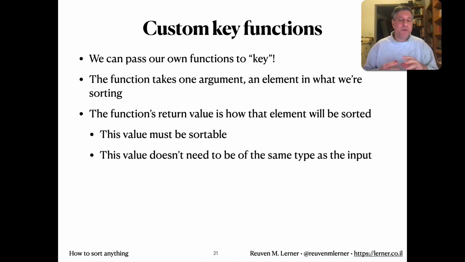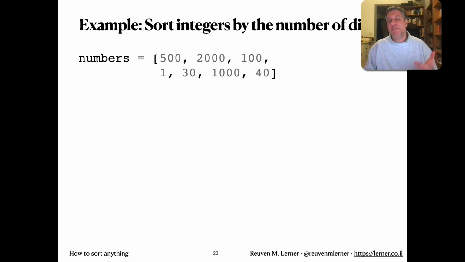So we have to remember to write the function such that it takes one argument, and then its return value determines how that element will be sorted. So this value must be sortable. And the value doesn't need to be of the same type as the input, right? We saw that before where we were sorting on strings. Len took a string, but it returned an integer. That's totally fine. As long as the value that we get back is sortable, and as long as it takes an argument, we're fine.